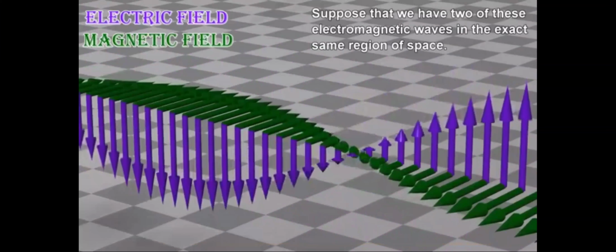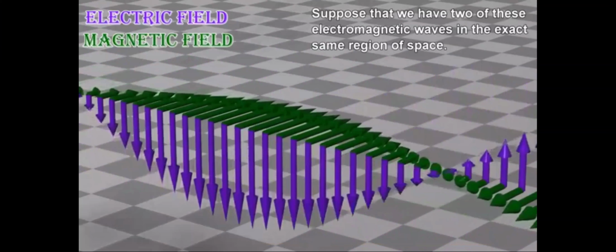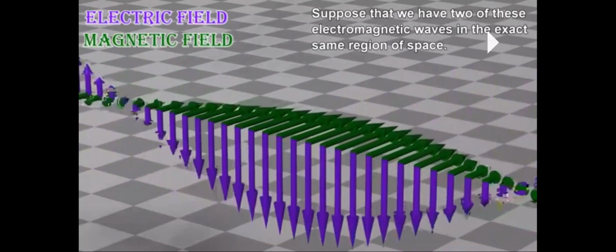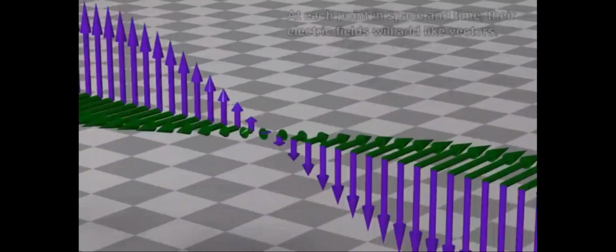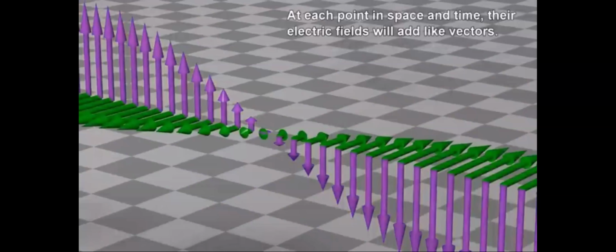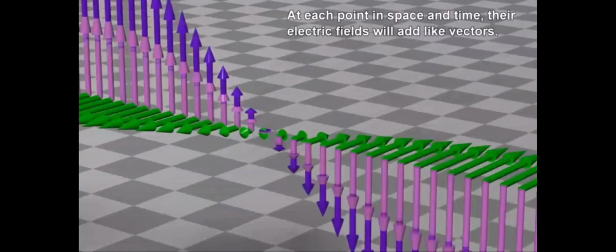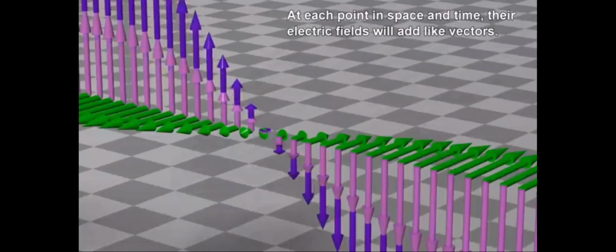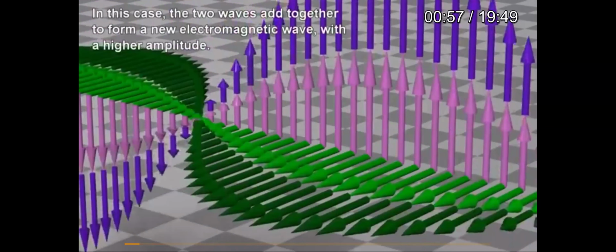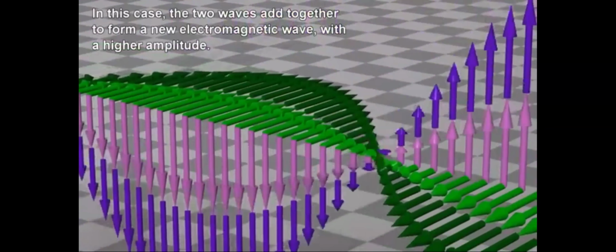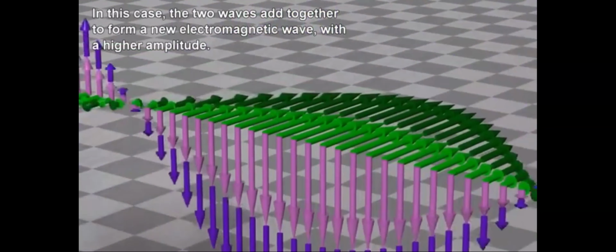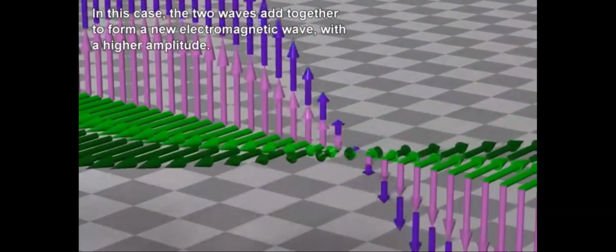So let's say first case, you are adding one more electric field in the same direction on top of it. At each point in space and time, their electric fields will add. So if you just add them, it will become E1 plus E2 everywhere. That means both of them are going in the same direction. Let's say in this case, electric field is in J cap. The second wave also has electric field in J cap. Then it is straightforward. It will be E1 plus E2. The resultant will be a bigger wave. The two waves add together to form a new electromagnetic wave with a higher amplitude.